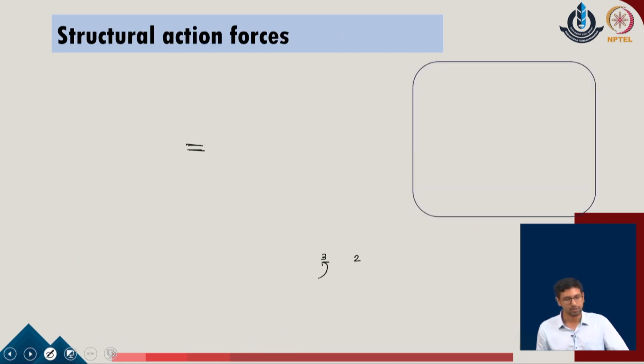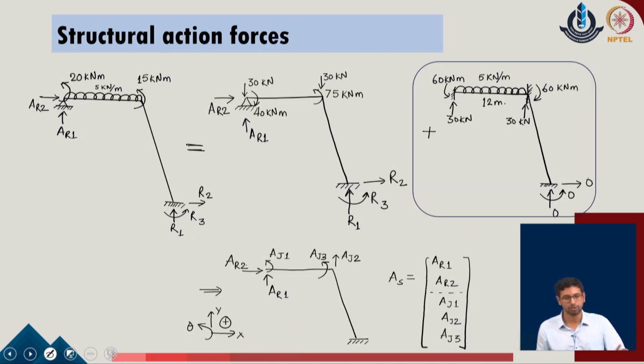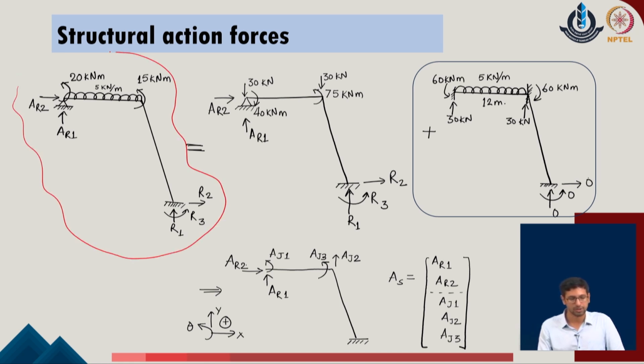Now, as a simple case, we will try to solve one problem in which we want to identify the set of structural action forces. Say this is the original problem which is given to us, in which the given system is subjected to some member loads. As per the initial idea, we want to convert all the forces into equivalent joint loads. So, the given load of 5 kilonewton per meter has been converted into the equivalent joint load. The overall length of the given member, say, is defined as 12 meters.